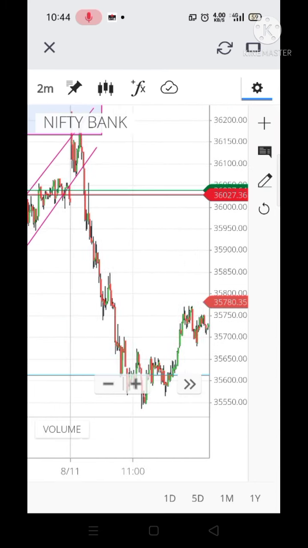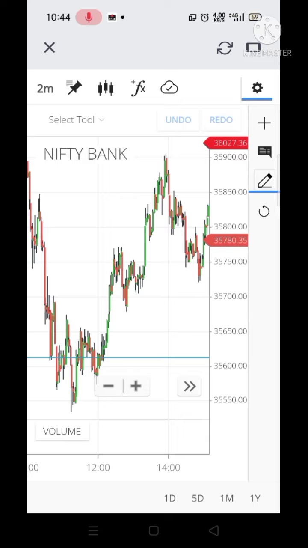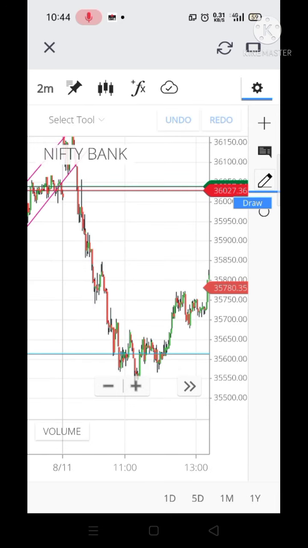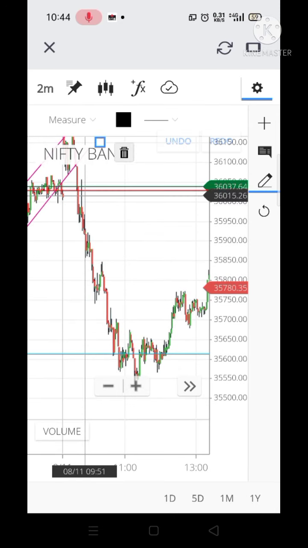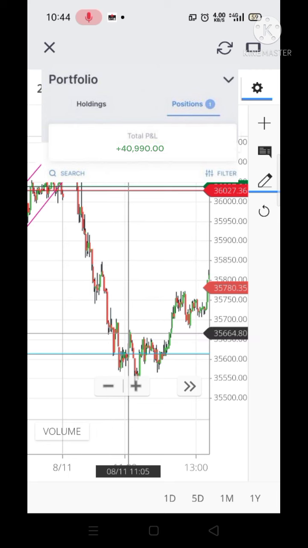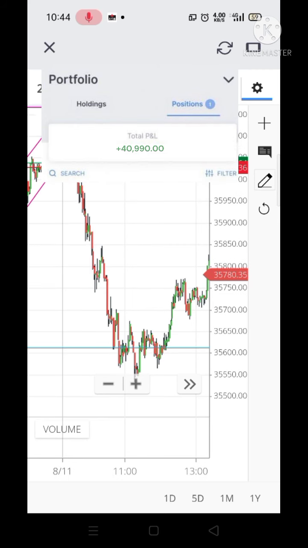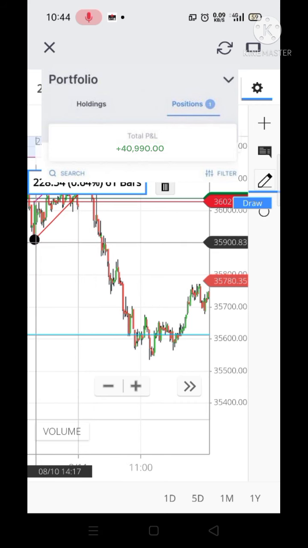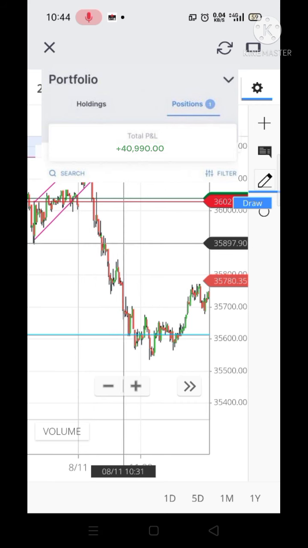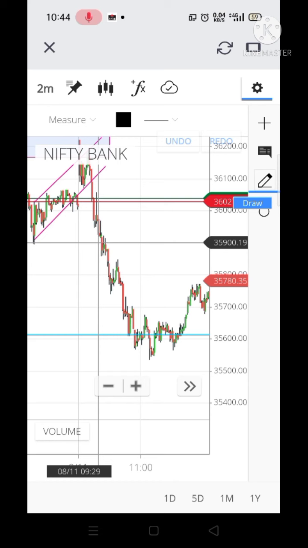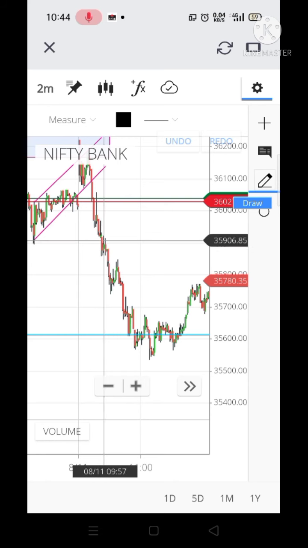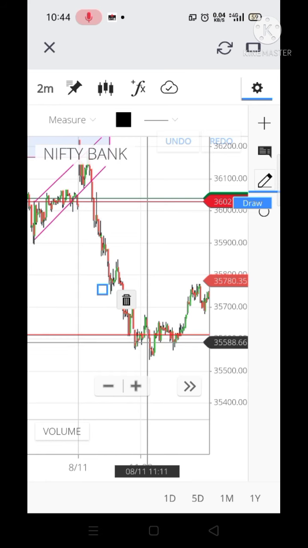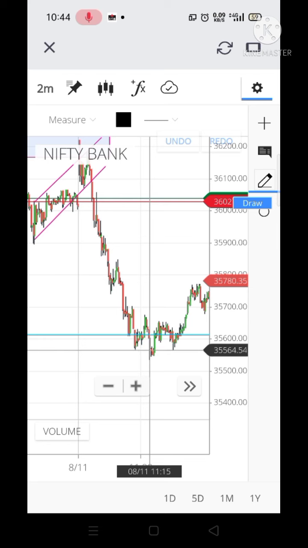So I was telling you that I booked my profit here at 400 points. One more thing, I booked one lot here where the market was touching the previous day's low. So I exited one lot and I remained with 4 lots. My total profit was somewhere close to 40,000. I will attach the screenshot.